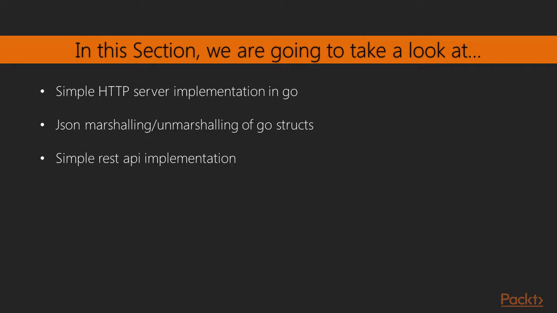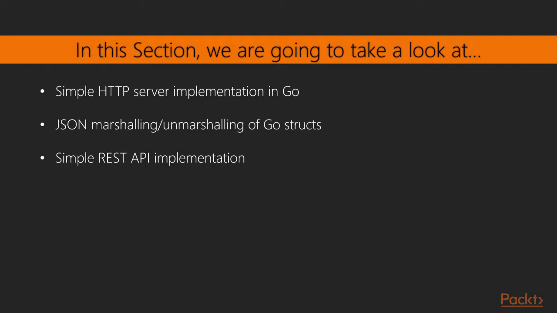So this is what we're going to take a look at in this section. First, we'll implement a simple HTTP server in Go. Next, we'll be having a look at how to marshal Go structs to and from JSON. And finally, we will implement a very simple REST API in Go. So let's get started then.